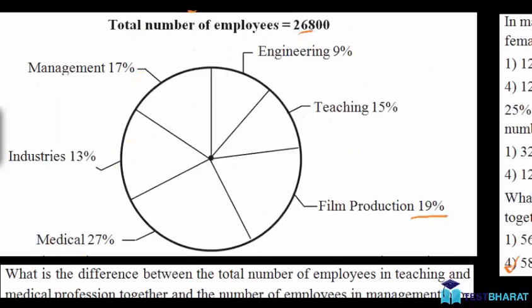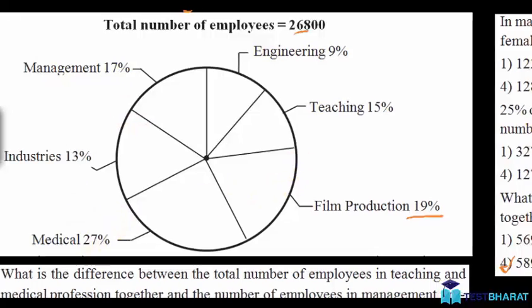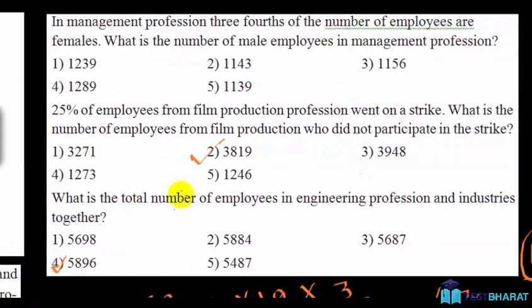The pie chart is about the total number of employees, and this total number of employees is divided into different teams like management team, engineering, teaching, and so on. The question asks us that 25% of employees from film production profession went on a strike. How many did not go on the strike? So if 25% went on a strike, then obviously 75% did not go on the strike, right?